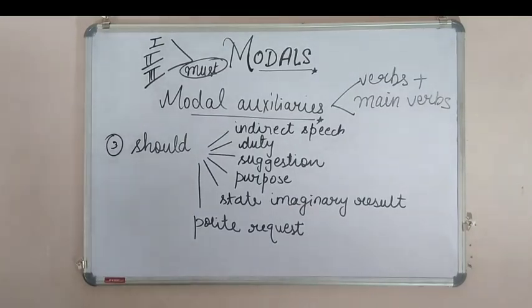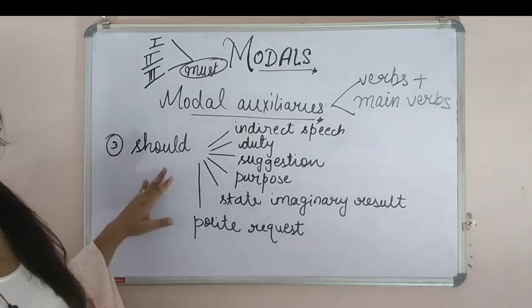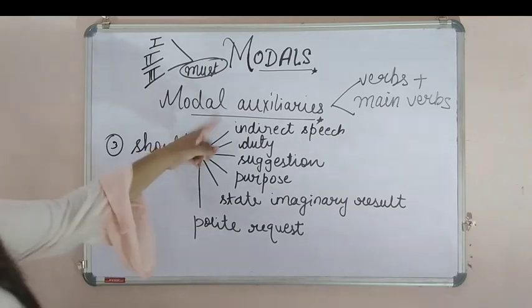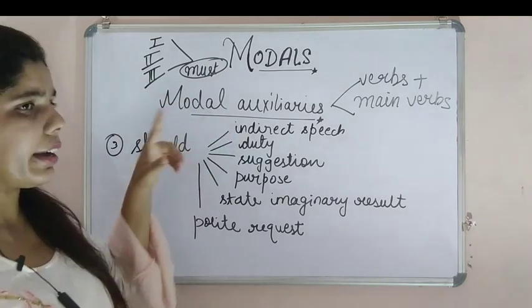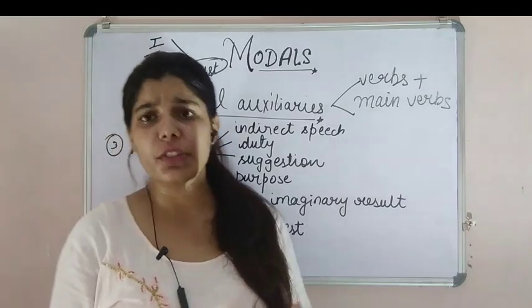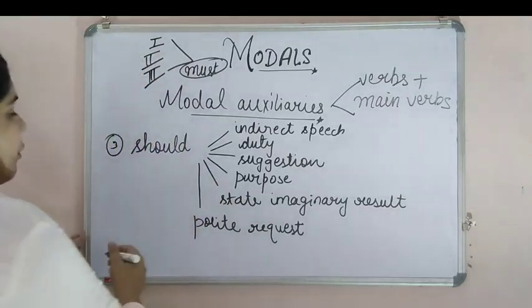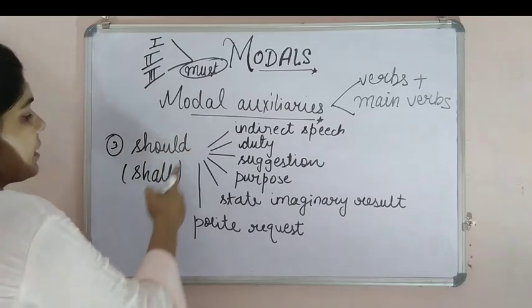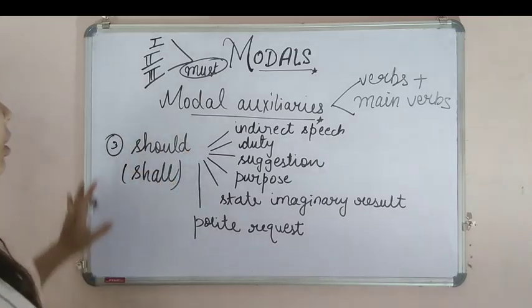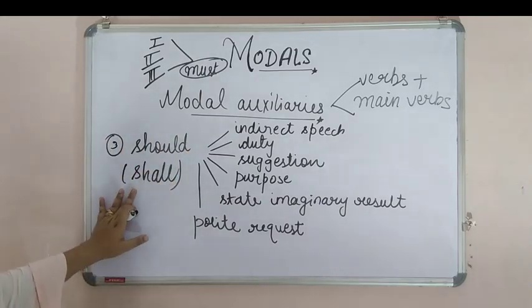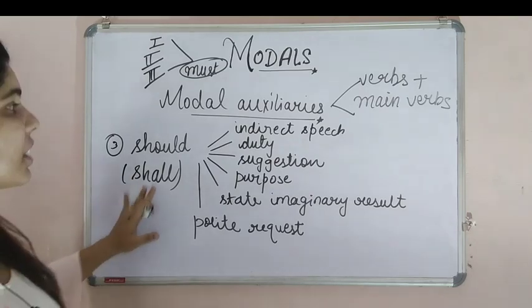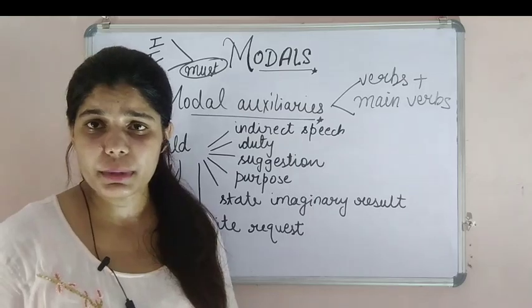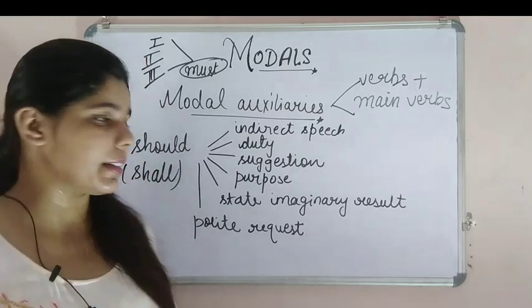The next modal auxiliary which we are going to study is should. Now, what are the uses of should? The first point, if you can see, is that it is used in indirect speech. First thing is that we know should is a past form of shall, and it is majorly used in indirect speech. Wherever we are talking of indirect speech, it is majorly discussed there.